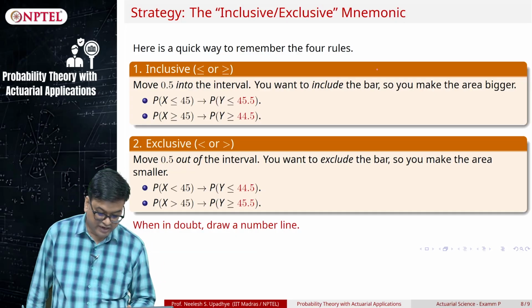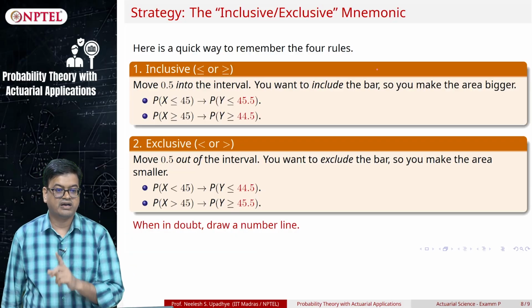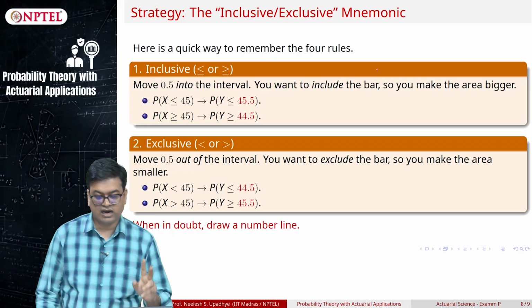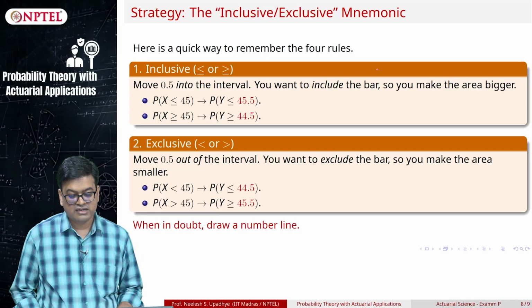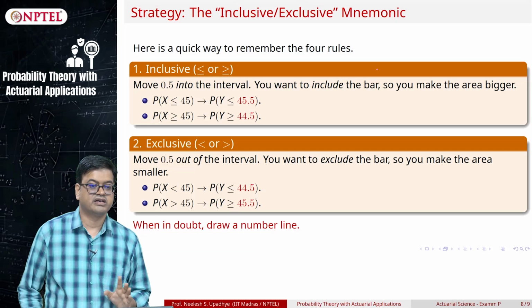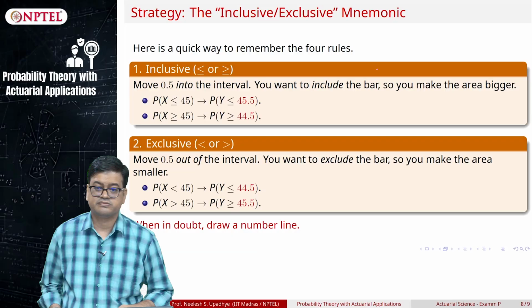Still, if you have doubts, you can always draw a number line, check where you are, whether you are including or not, and check what is asked. That is the main idea, and if you follow that, you will never lose a single mark on these continuity correction problems, which are inevitable in your Exam P.